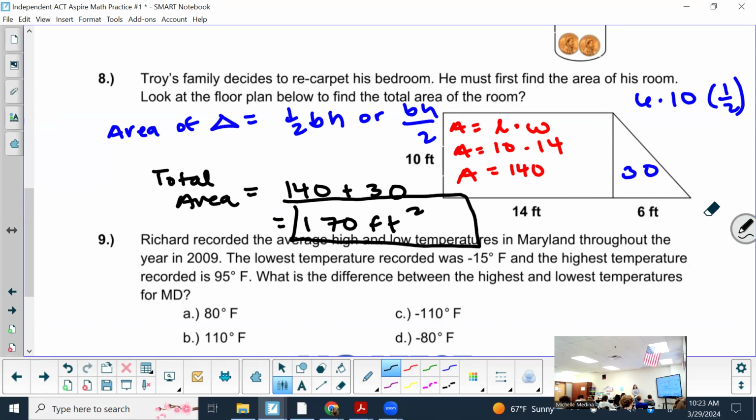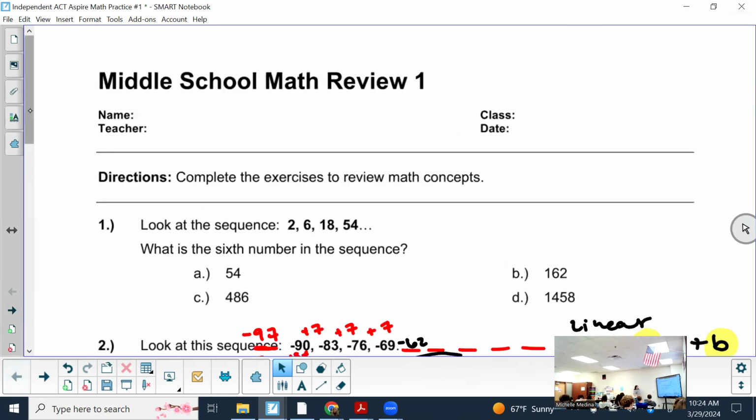So if this was like a constructive response, make sure you have units. Explain how you got it. Questions on the break? Questions on any other? Number 4, you said? Okay.